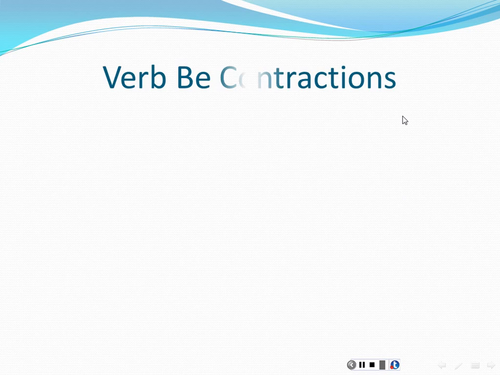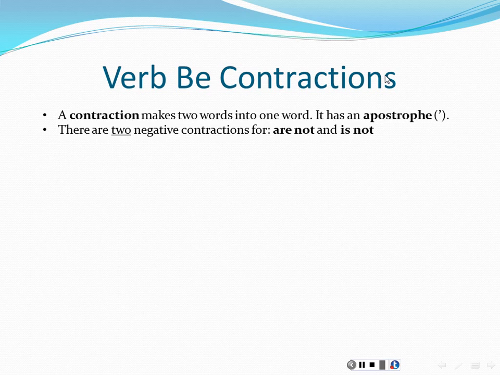Okay, now let's continue talking about verb be, but now we will talk about how to make verb be shorter. What does that mean? Verb be contractions. So this is the word contractions. It means اختصارات. تعني الاختصارات contractions. So when do you use contractions and what are contractions?